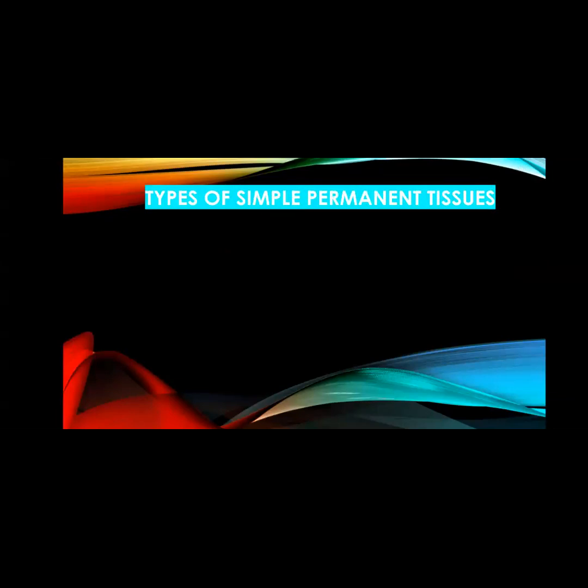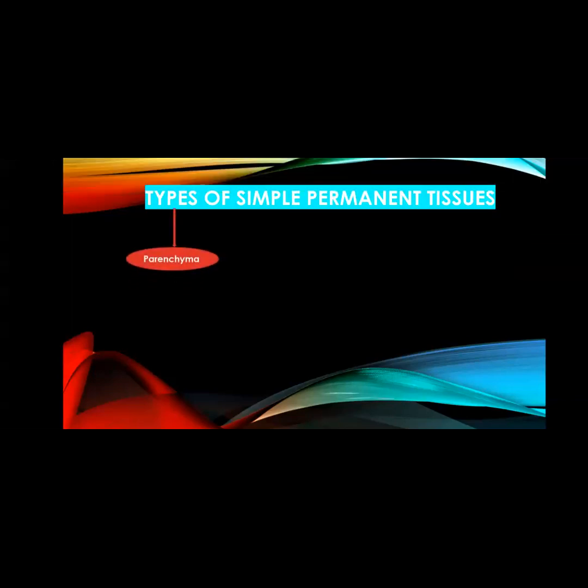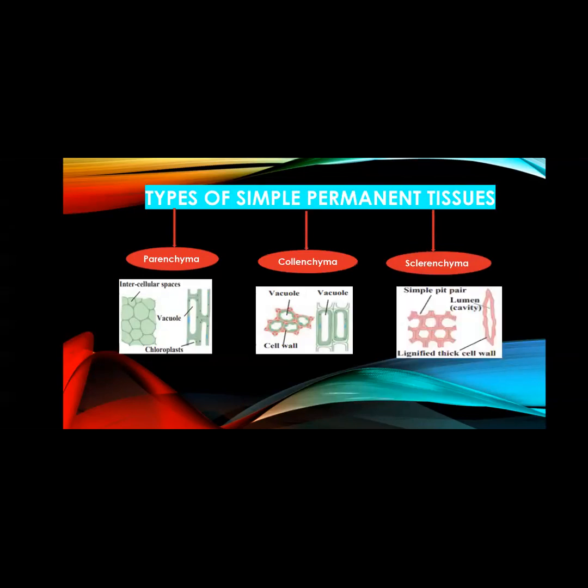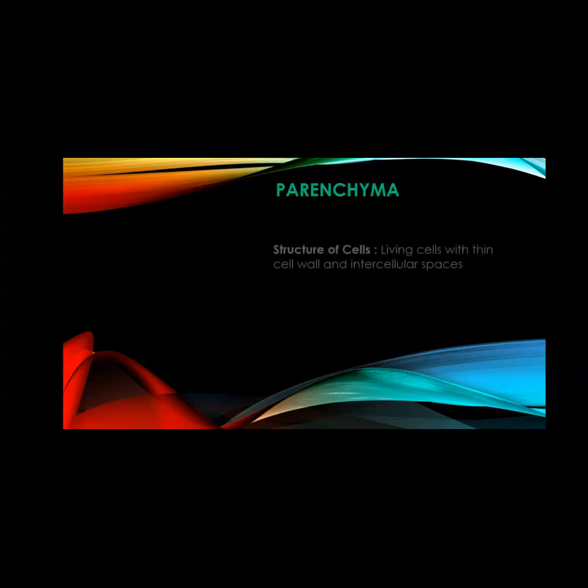Now, let us see types of simple permanent tissues. In this, we have 3 types. Parenchyma tissue, which looks like this. Collenchyma, which looks like this. And Sclerenchyma tissue, which will look like this. Remember, there are three types of simple permanent tissue: parenchyma, collenchyma, and sclerenchyma. Now let us see this in detail.